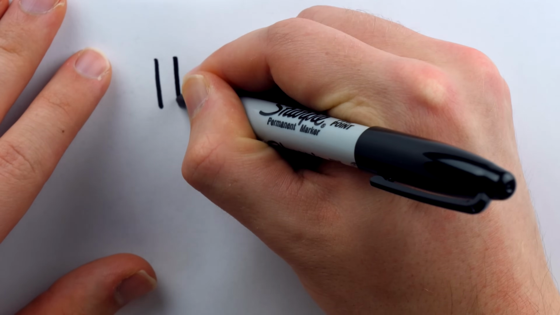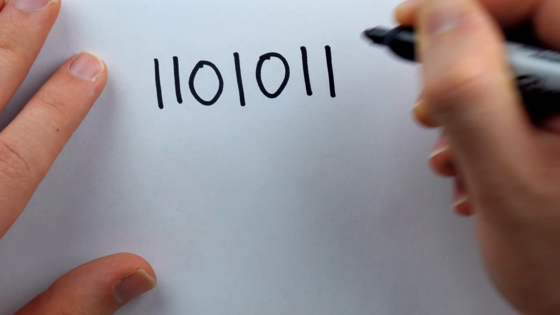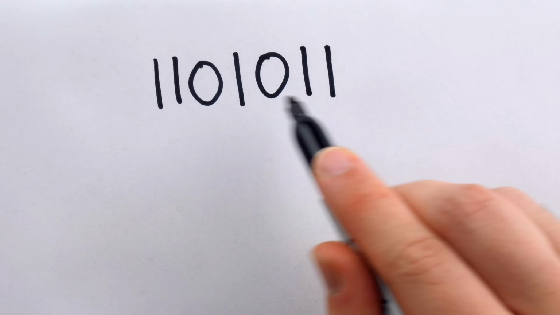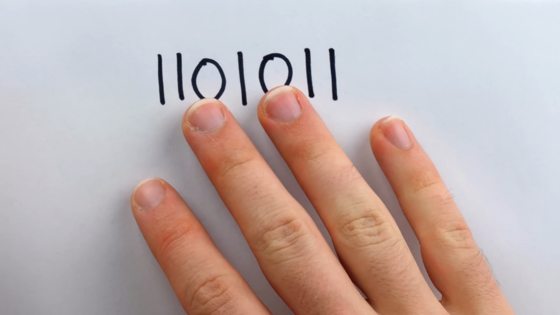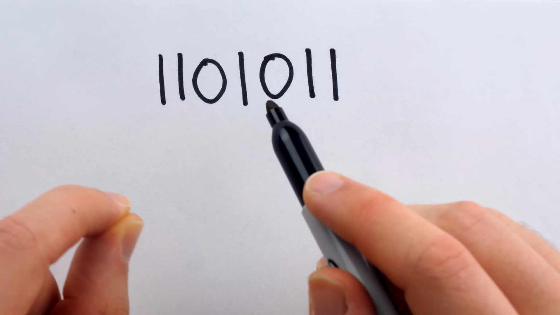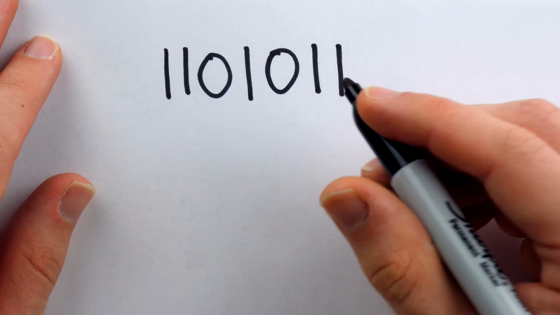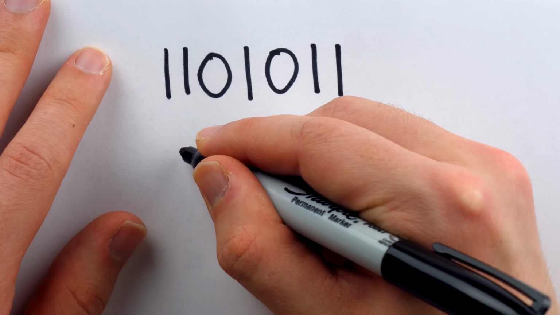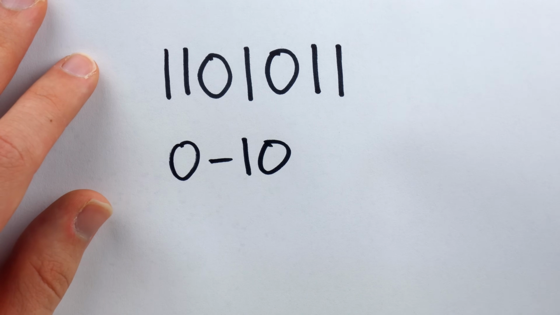How can we determine if a binary number is divisible by some other number? How do I look at these ones and zeros and know if it's divisible by 2 or 3 or 4 or anything at all? Well, today we're going to go over the divisibility rules for binary numbers, and we're going to talk about divisibility rules for 0, 1, 2, 3, and so on up through 10.